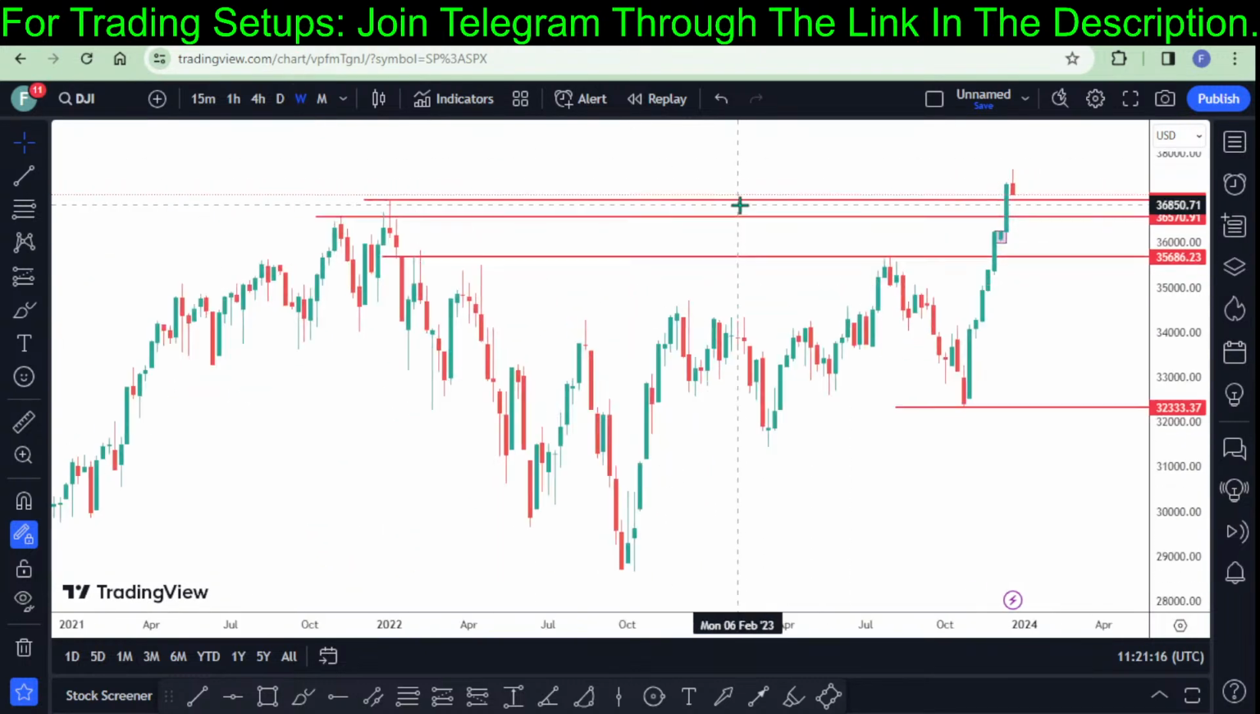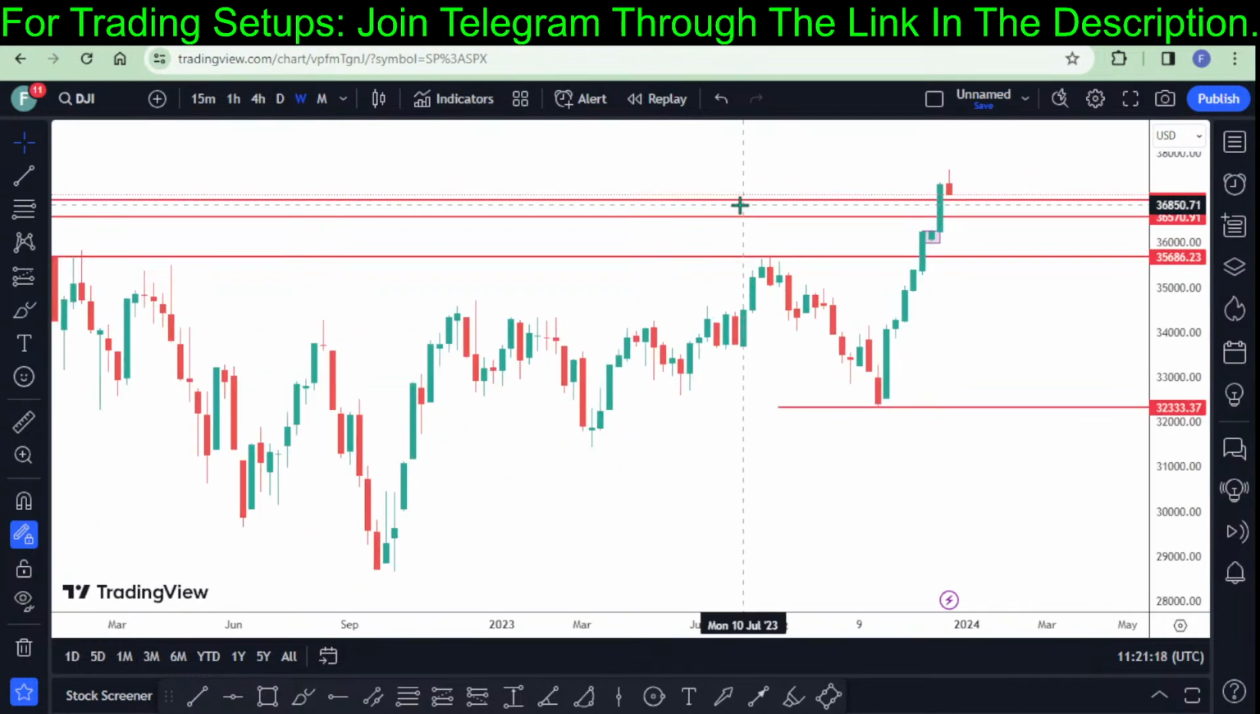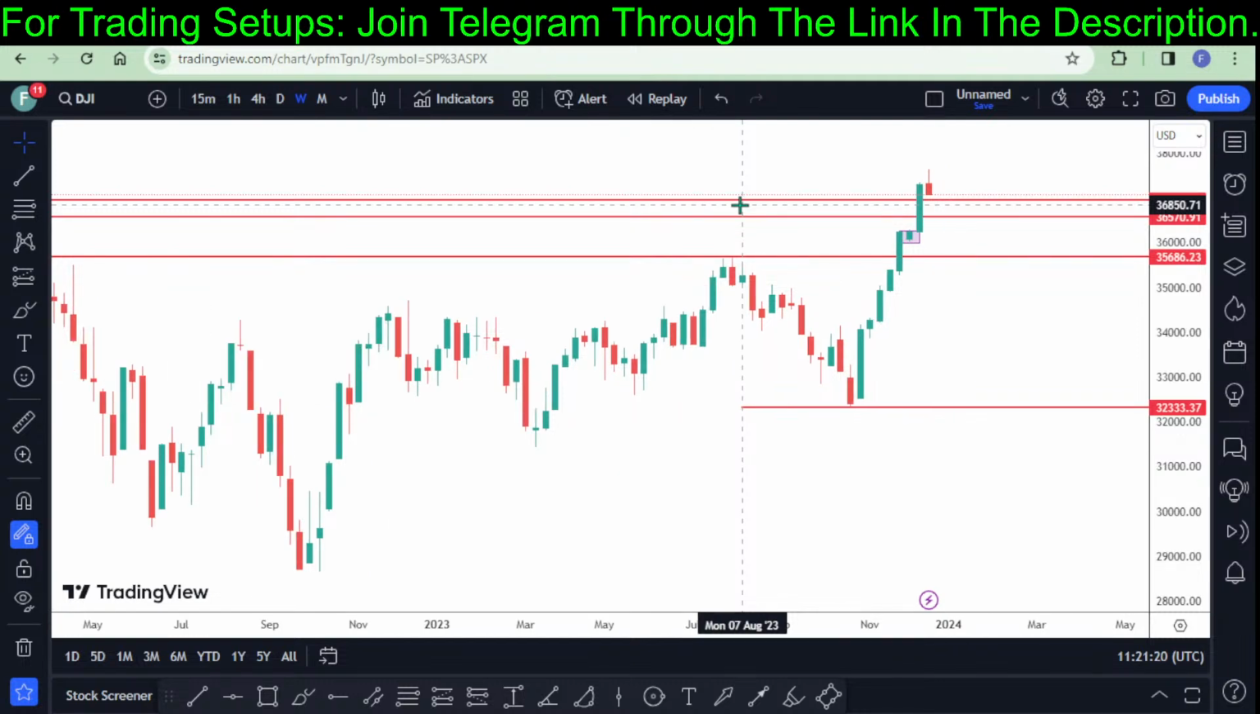So based on what I can see on the US 30, I'm still waiting for the end close of the weekly bar before I can make my decisions on the US 30, right? So I'm still waiting for the end close of the weekly chart. Not until that, I will not make any trade entry right there.